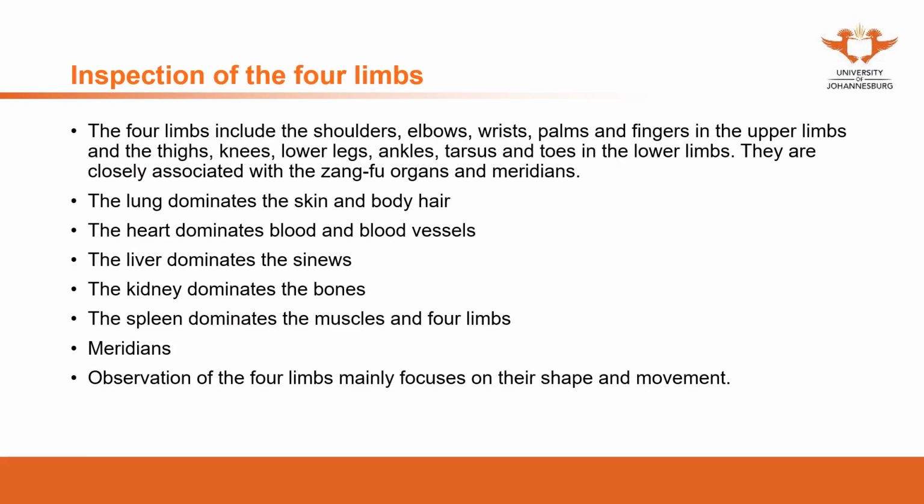Inspection of the four limbs. The limbs are related to all the zangfu organs and meridians. The reason is because the limbs, extremities, include the skin, the body hair, blood vessels, sinews, bones, muscles, and forelimbs. And in the observation, we're going to focus on the shape and movement. So as you can see from these two videos, the observation will be more focused on the shape and movement, just different area.